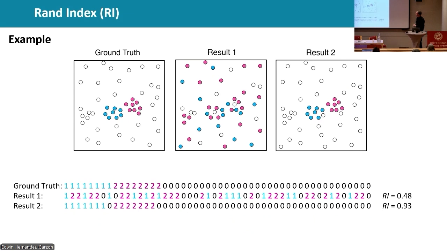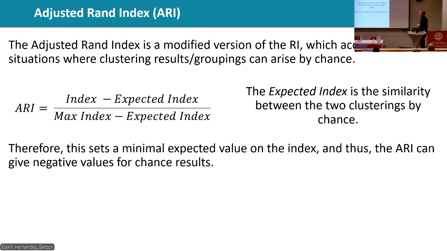If you do that on this kind of simulated data set, you have the ground truth, a first result, and a second result. Obviously the second result is very high, but we can see that the first one is quite high too, 0.5, while the clustering is really garbage. So the RAND index is not good when there is clustering by chance. So we went to use the adjusted RAND index, a modified version which accounts for chance clustering. Here you can see it is the index minus the expected index, divided by the max index minus the expected index. What the expected index is is not very clear, but I will show you that after.